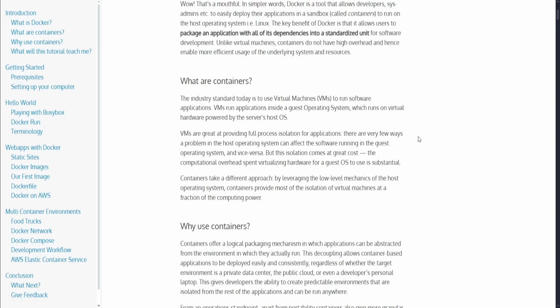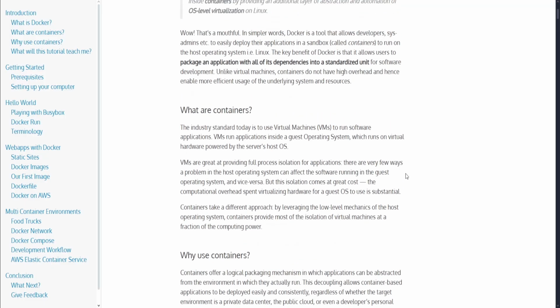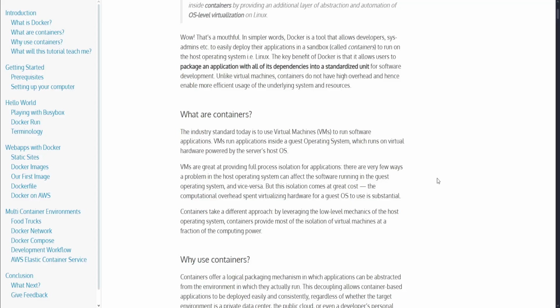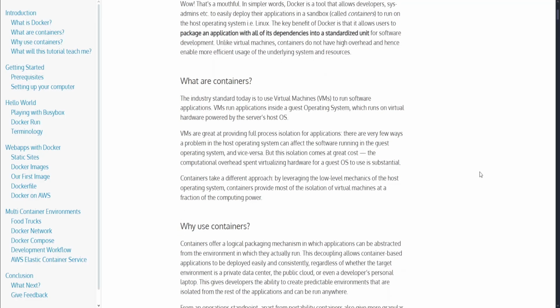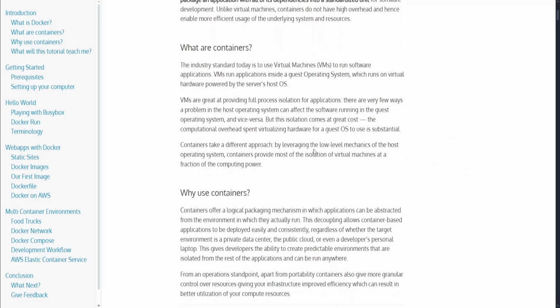So here's what containers are. The industry standard today is to use virtual machines to run software applications. VMs run applications inside a guest operating system, which runs on virtual hardware powered by the server's host OS. And VMs are great at providing full process isolation for applications. So basically, there are very few ways a problem in the host operating system can affect the software running in the guest operating systems, and vice versa.